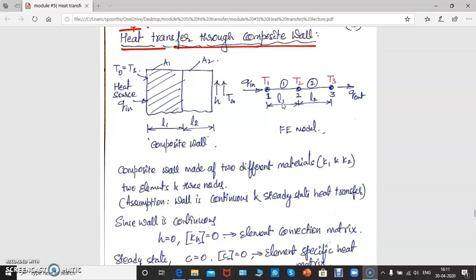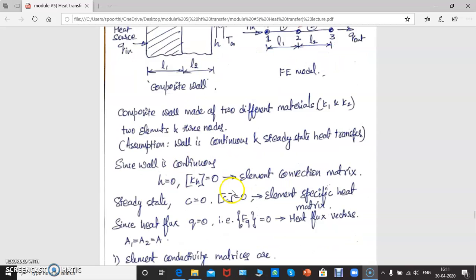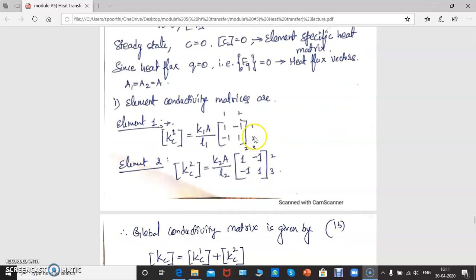Now let us go for the finite element model. So you see here, this is the finite element model. You have taken two elements, three nodes, T1, T2, T3, Q in and Q out, with lengths L1, L2. So this is the FE model. Now you can see here a composite wall made of two different materials, K1, K2, two elements and three nodes. The wall is continuous and steady state, this is the assumption.